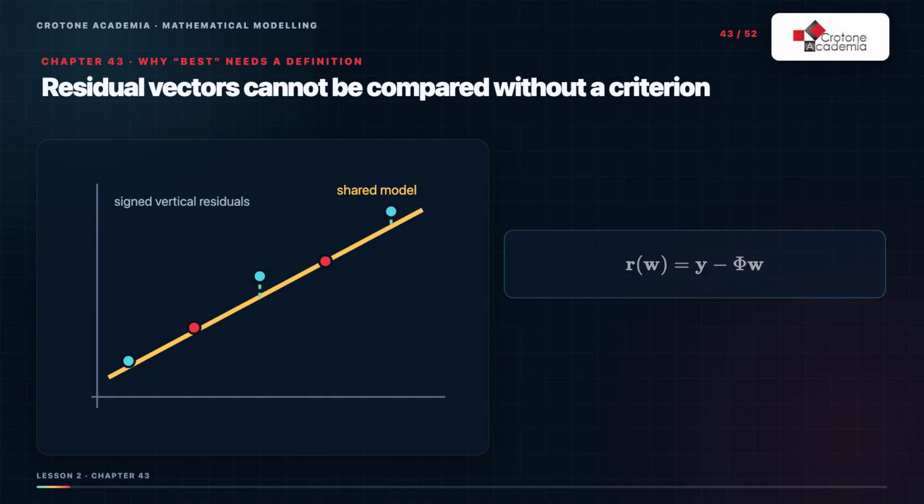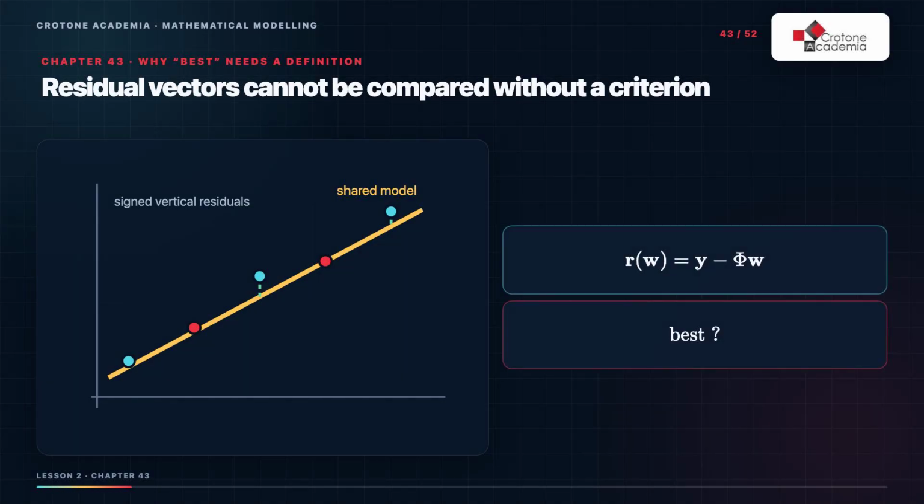When no exact solution exists, several parameter vectors may appear reasonable. One line may fit early points closely and miss a later point. Another may distribute errors more evenly. A third may avoid one unusually large error. Which is best? Mathematics cannot answer until we define a comparison rule for residual vectors. The word best has no meaning by itself.